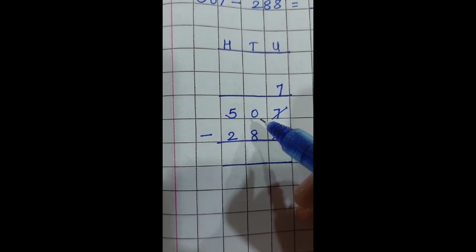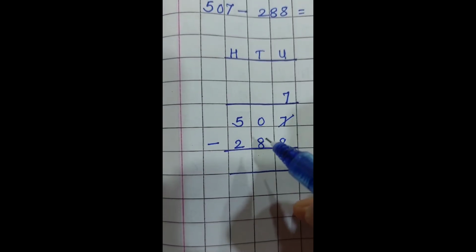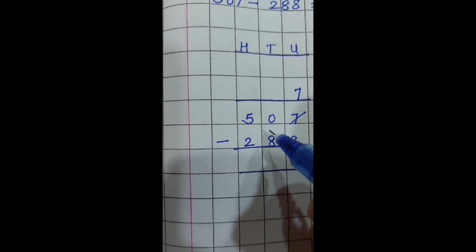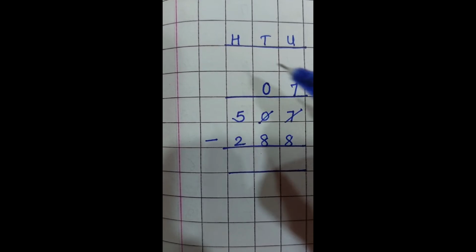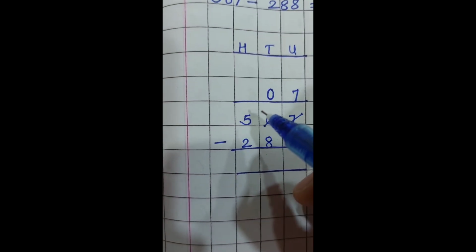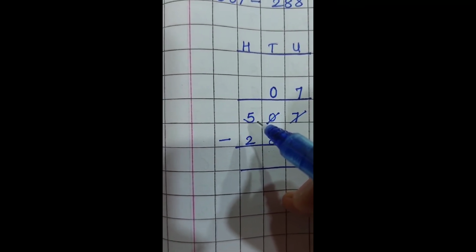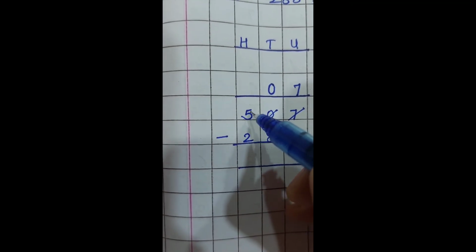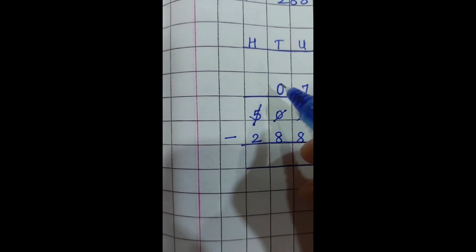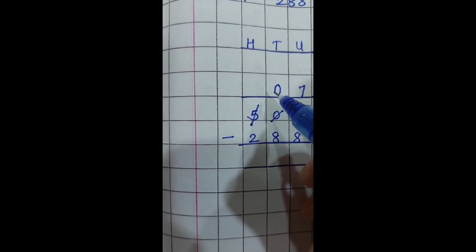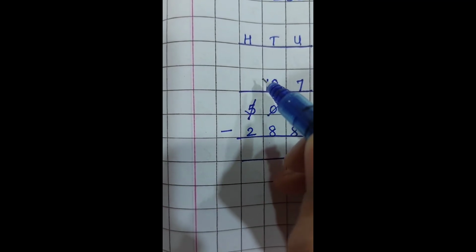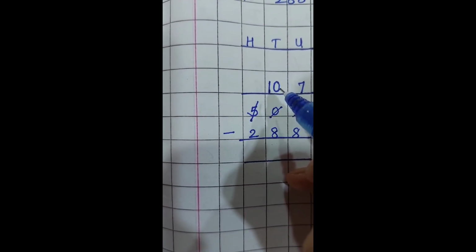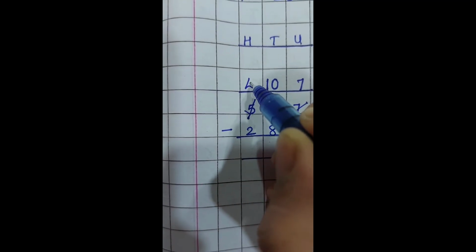Now here is 0. Can 0 give us anything? Can we untie a 0? No. So we are going to cancel this 0 right over here. Now let us go to the hundreds place. First we have to untie hundreds. So from 5, if we give 100, that is if we convert 100 into 10 tens, we get here 10 tens. And here out of 5 we have given 100. So here remains 400.